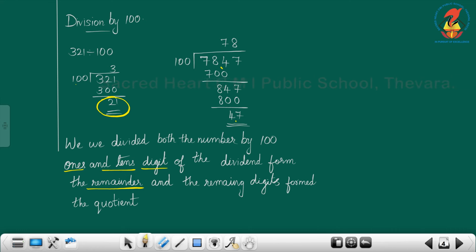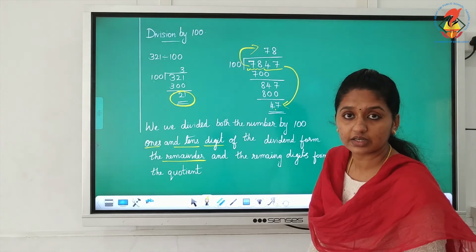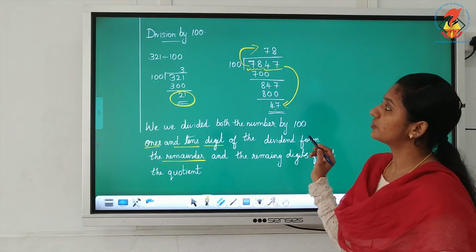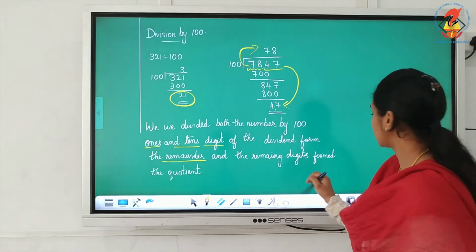Here also, when we look at the second example, the ones place and tens place numbers both go to the remainder, and the remaining number, that is 78, goes to the quotient. Clear? So this is the case for division by 100. Clear?